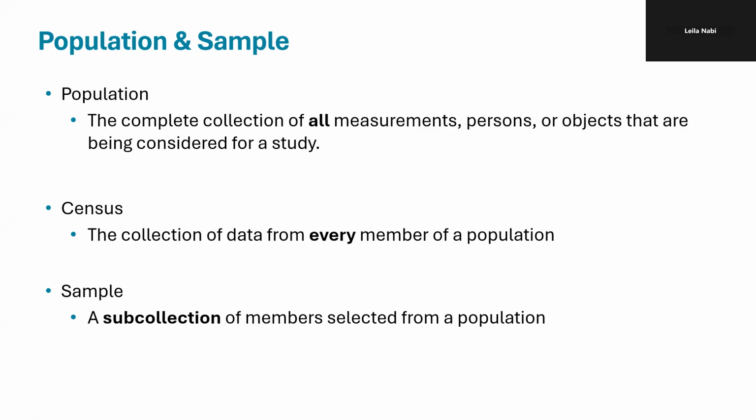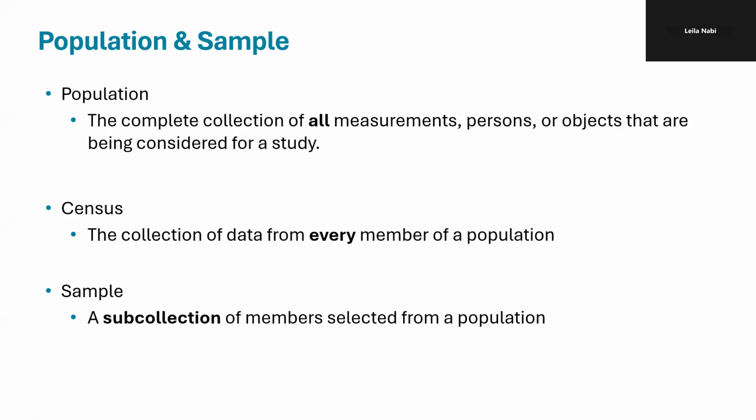So as I said, population is the collection of all measurements, persons, objects, everything in that study. If we collect the data from all of the population, from everyone in the group of people or the objects that we study, that means we are doing the census. Census means collecting data from every member of the population. But the sample is a sub-collection.